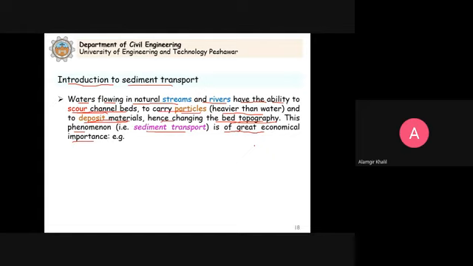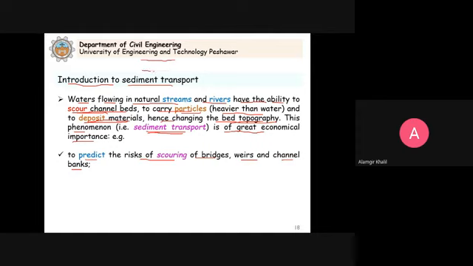Now why are we interested in this sediment transport? This is of great economical importance. For example, to predict the risks of scouring of bridges, weirs, and channel banks. So you see that in the channel, the water is flowing in this river and stream. It has these banks which contain the water.